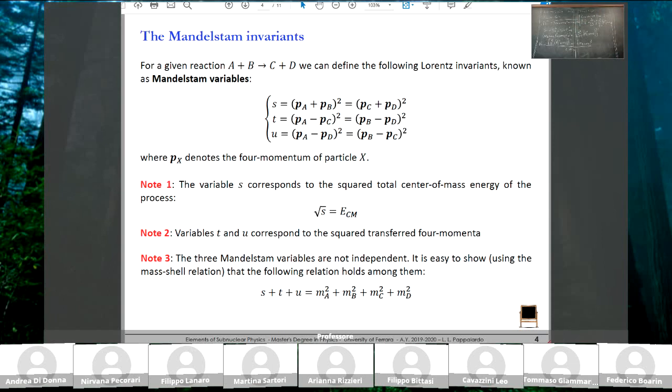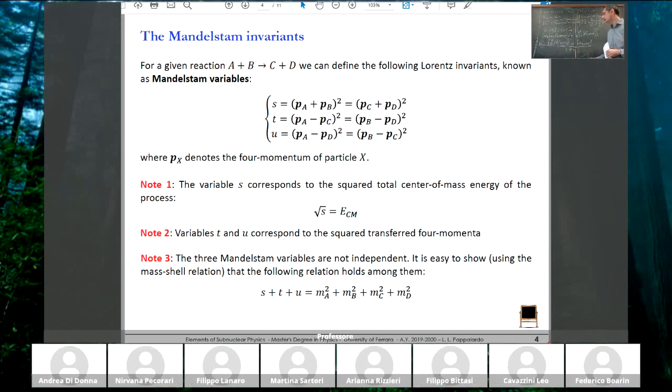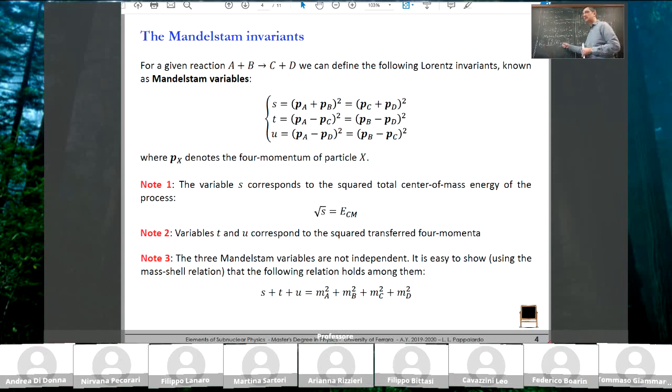Now let me define the threshold energy for any reaction. The threshold energy for any reaction of this kind is the minimal kinetic energy of the beam that allows the reaction to occur. That means it is the minimal value of Ka, corresponding therefore to the situation where the final state particles are produced at rest, so without kinetic energy. So the minimal energy of the beam is the one that allows the reaction, but with the final state particles produced at rest without kinetic energy.